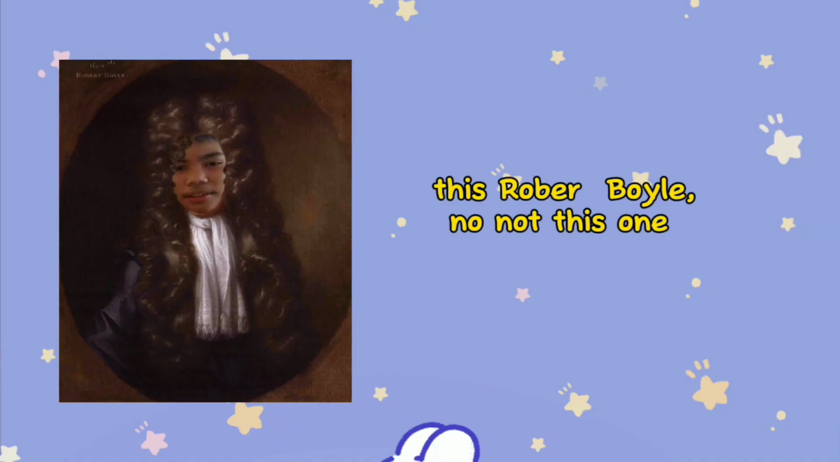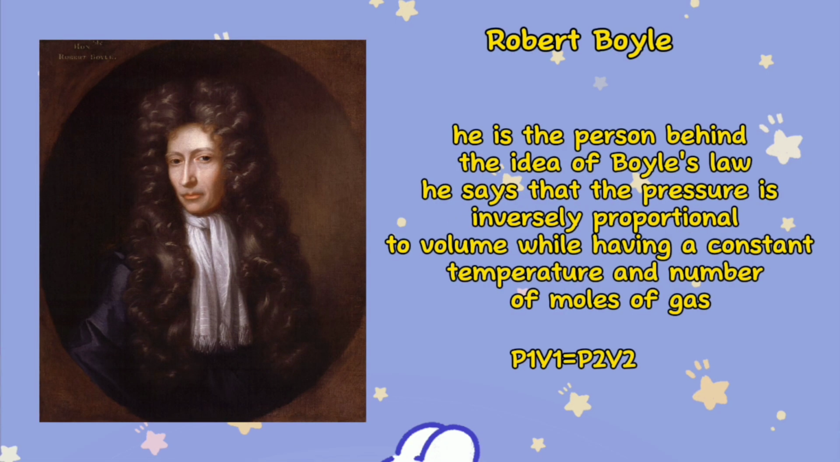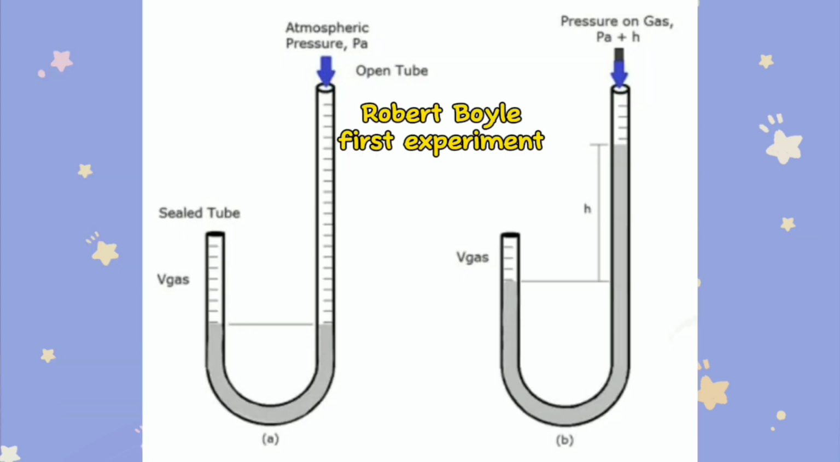This is Robert Boyle, known as this man. This is a real Robert Boyle. He is the person behind the idea of Boyle's law, which says that pressure is inversely proportional to volume while having a constant temperature and number of moles of gas. From an experiment wherein he trapped a fixed amount of air in the J-tube, he changed the pressure and controlled the temperature, and then he observed its effect on the volume of the air inside the J-tube.